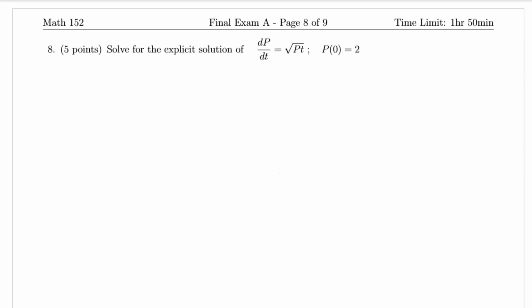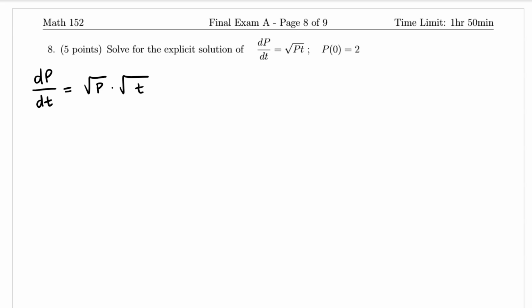Question 8 asks us to solve for the explicit solution of the differential equation dp/dt is equal to the square root of p times t, and we're also given the initial condition p of 0 is equal to 2. First things first, I know that I can split up the square root because underneath the square root we have a product. So I'm going to rewrite this as the square root of p times the square root of t. And this is a separable differential equation.